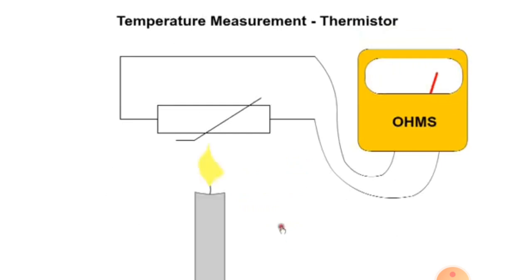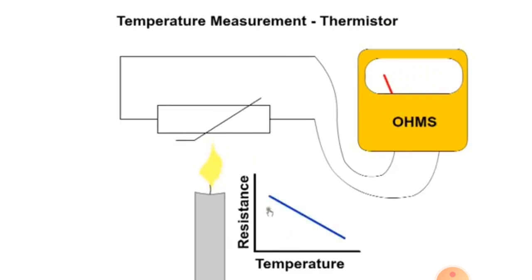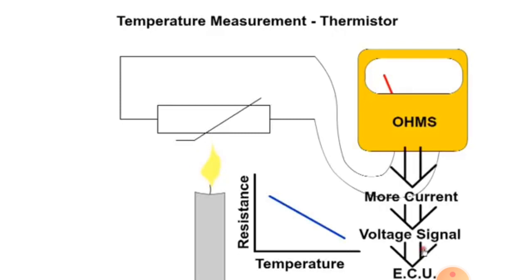Temperature sensors use a thermistor, which is sensitive to a change in temperature. It has a negative temperature coefficient. The resistance of the thermistor decreases as temperature rises. They are used for intake air and coolant temperature. When resistance decreases, there is an increase in current, which is converted to a voltage signal for the ECU.